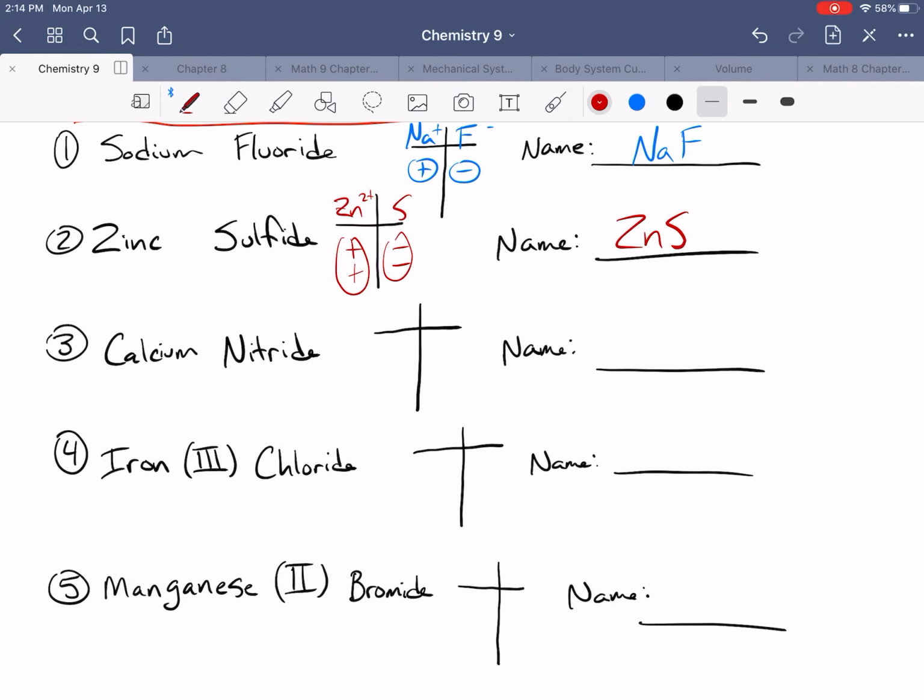Calcium nitride. All right, so the formula for calcium is Ca, and we have a 2 plus. So we're just going to put a 2 plus in there. And the nitride. All right, so nitride is nitrogen, and nitrogen has a 3 minus. Okay, we're running into one of these situations where 3 and 2 don't go into each other.